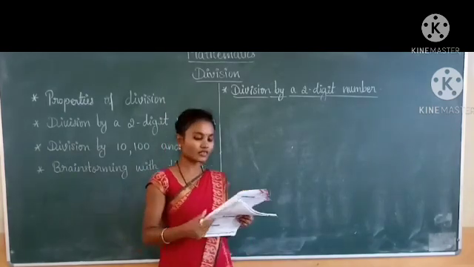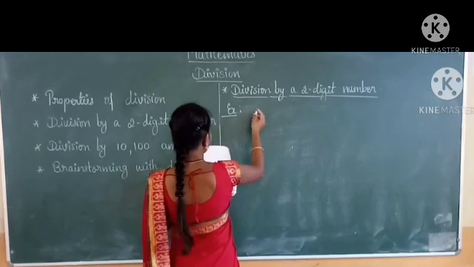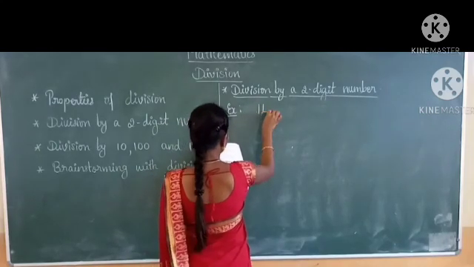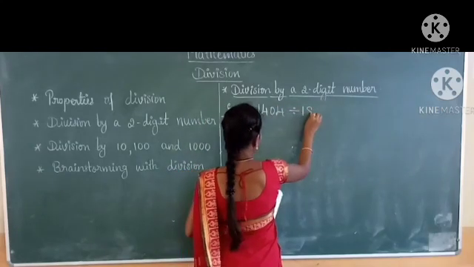Okay, let me solve our first example. Divide 1404 by 18.